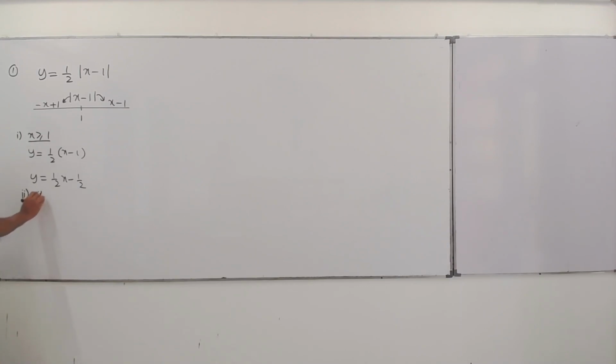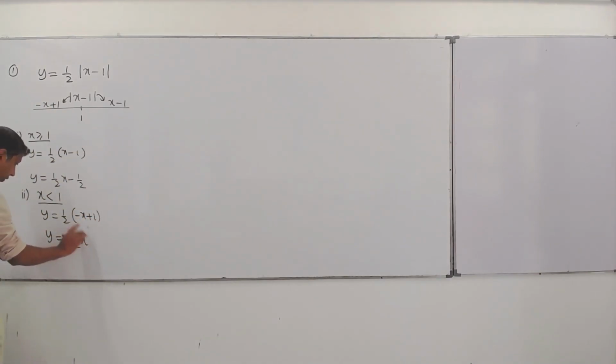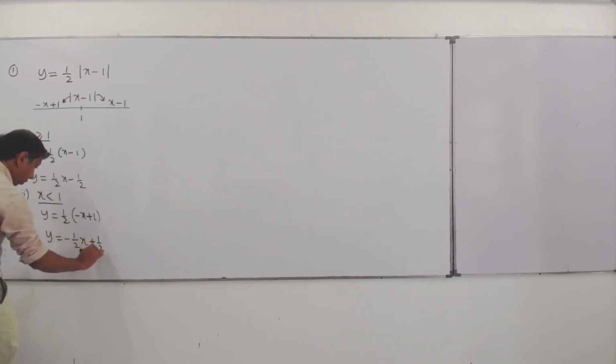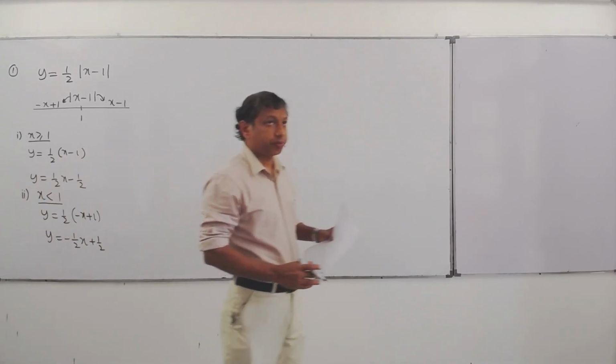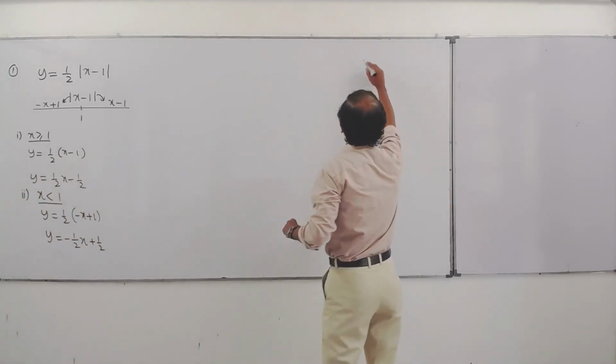On the left of 1, y equals half of minus x plus 1. Y equals minus half x plus half. Right. I will draw this diagram. This way we can draw it.